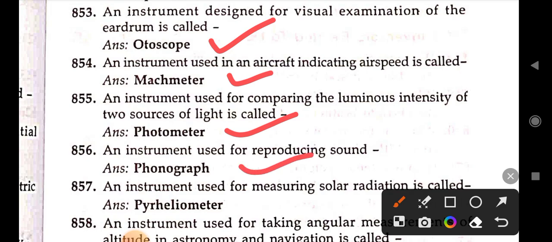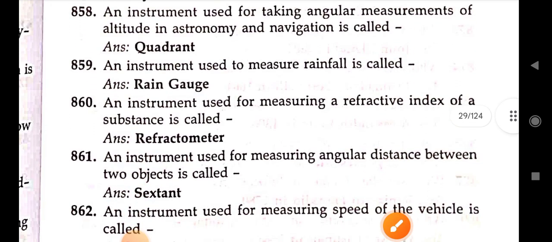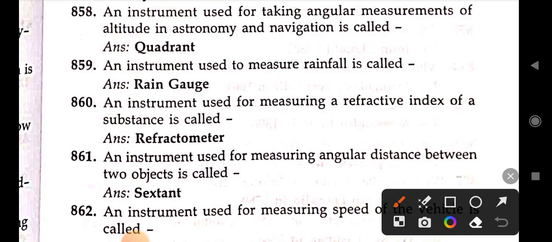An instrument used for measuring solar radiation is called a pyrheliometer. An instrument used for taking angular measurements of altitude in astronomy and navigation is called a quadrant. An instrument used for measuring rainfall is called a rain gauge. An instrument used for measuring the refractive index of a substance is called a refractometer.